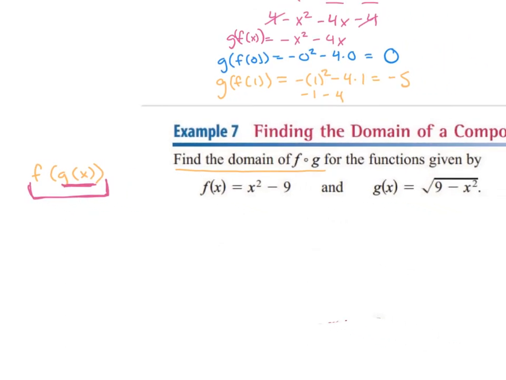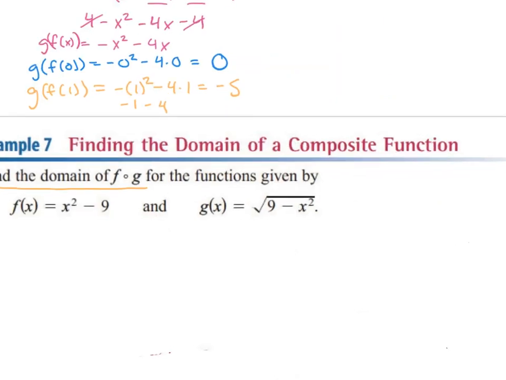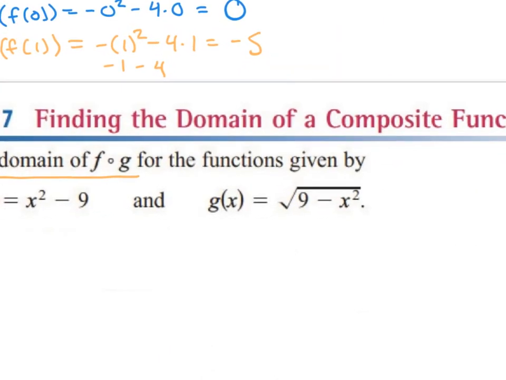So first, let's find our domain for g of x. We have a square root here, so we know that we can't have any negatives inside our square root. So what should we do to find out what our domain is here? What do we need to do first? You need to plug in the g of x to the f of x. First thing we need to do is find the domain of g of x. So how can we find the domain of g of x?